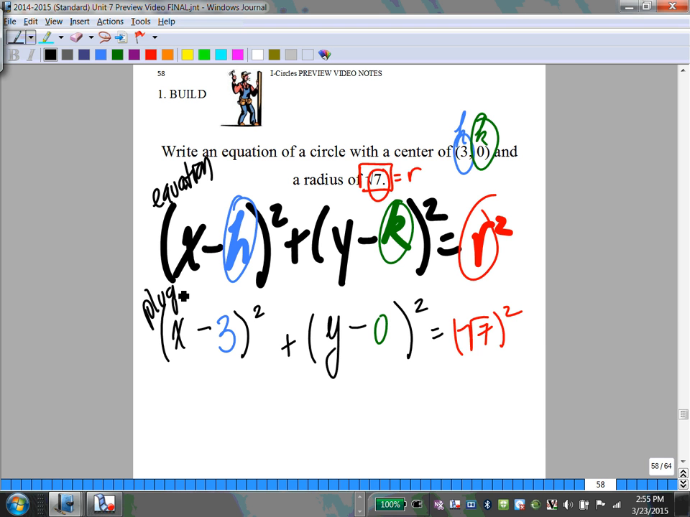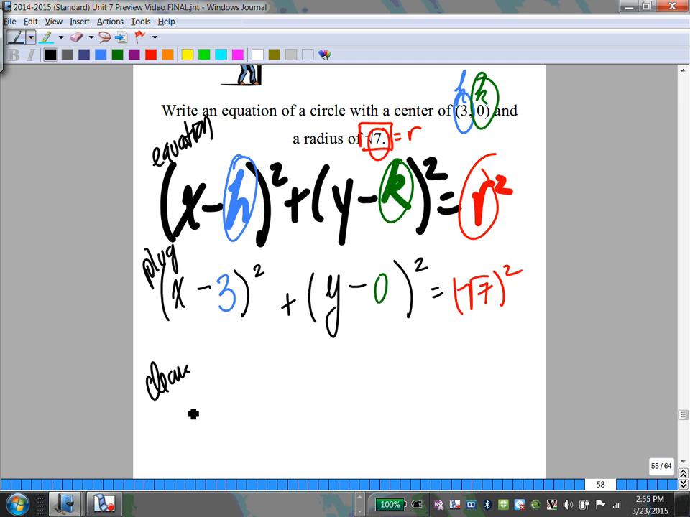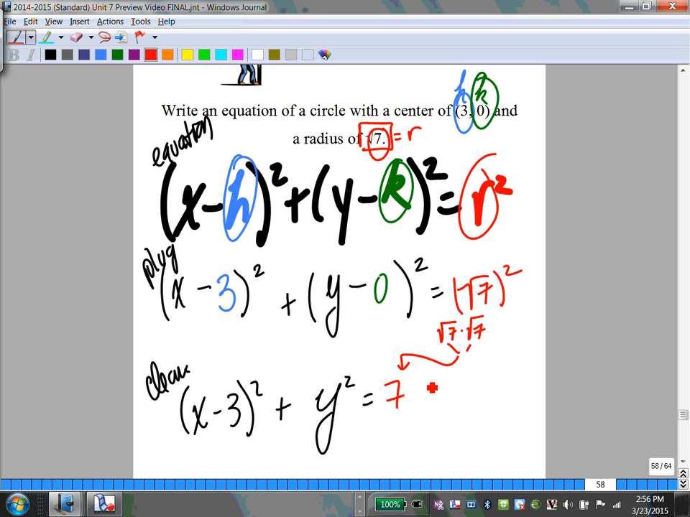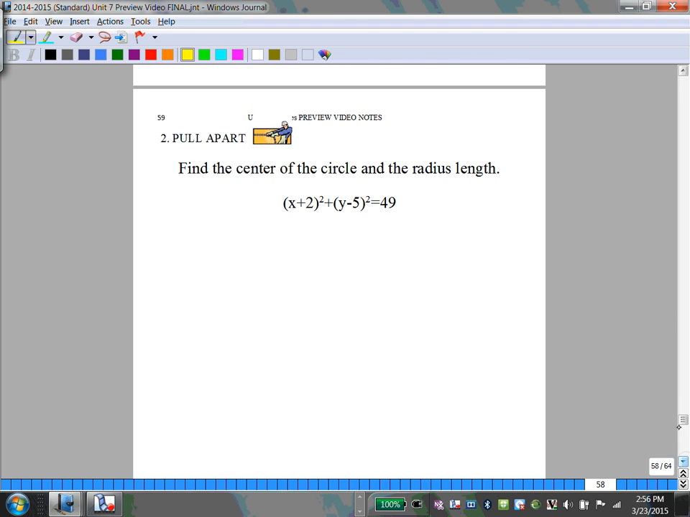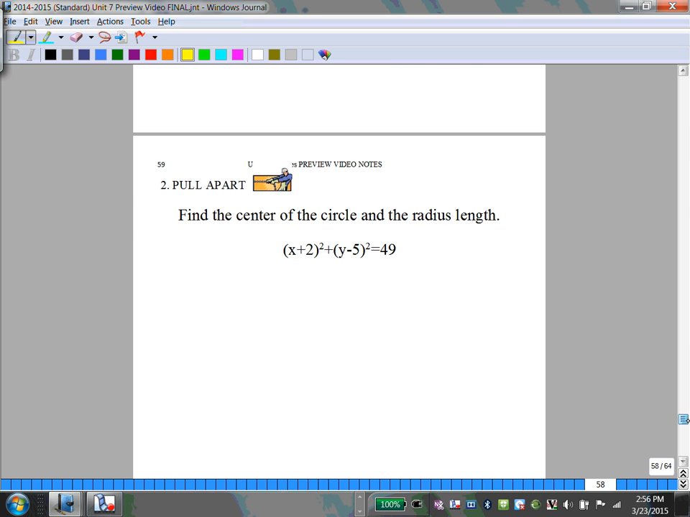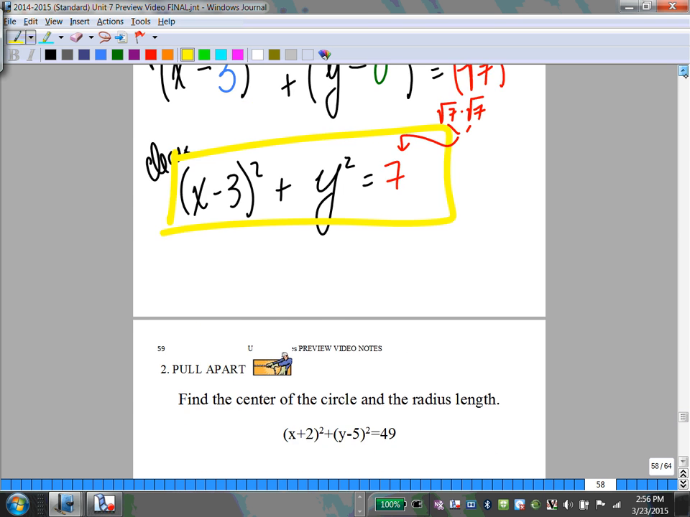Then you do what's called plug, and then you clean it up. Let me show you what I mean by clean it up. It's easier than you think it is. Ready? x minus 3 squared. y minus 0 is just y. And √7 times √7, you should recognize, is just big fat 7. Guess what? You're done. So that's build.